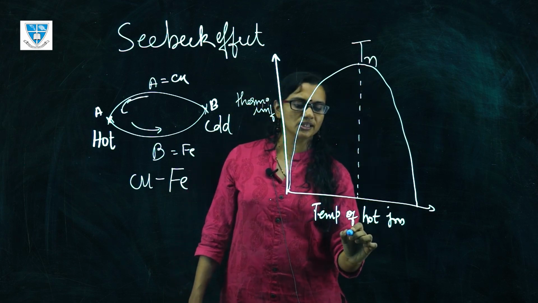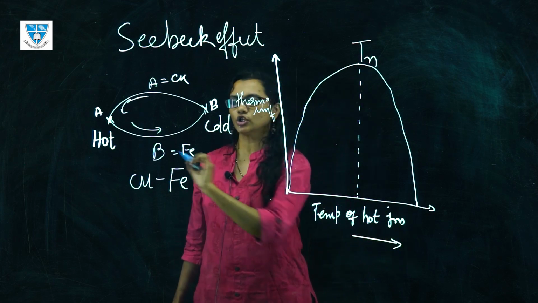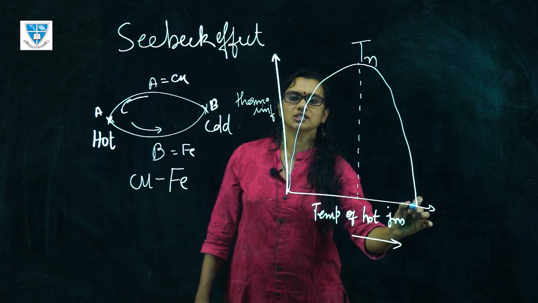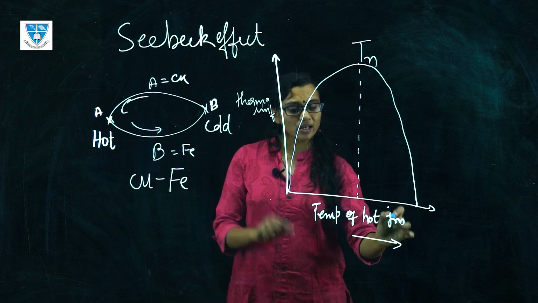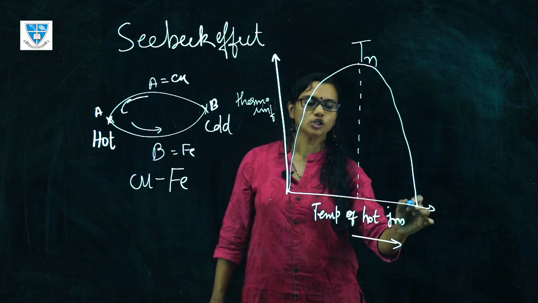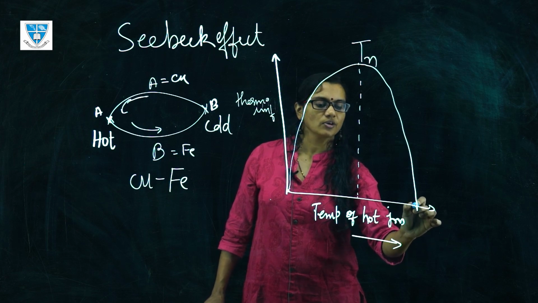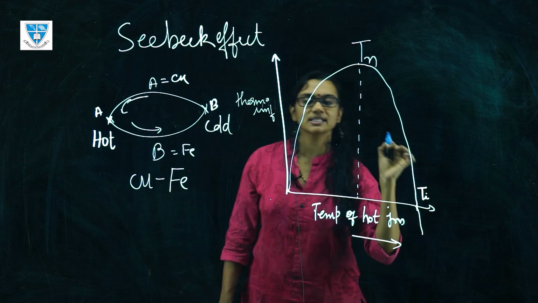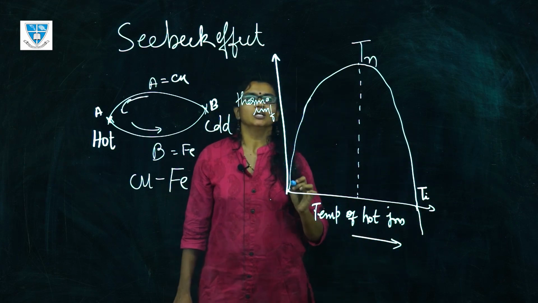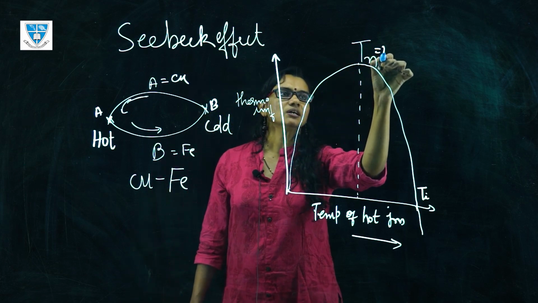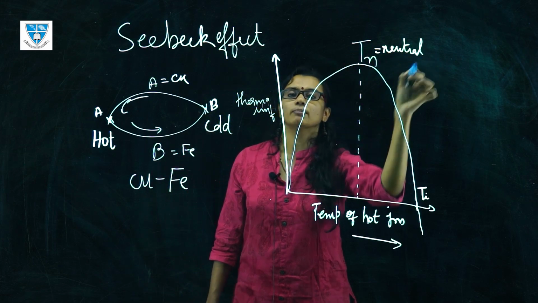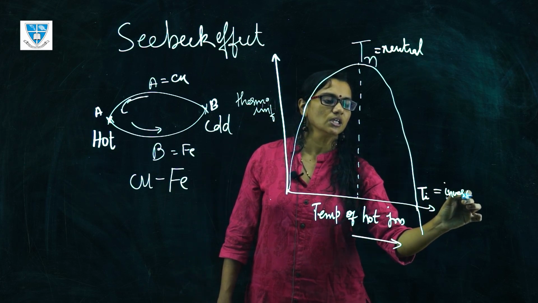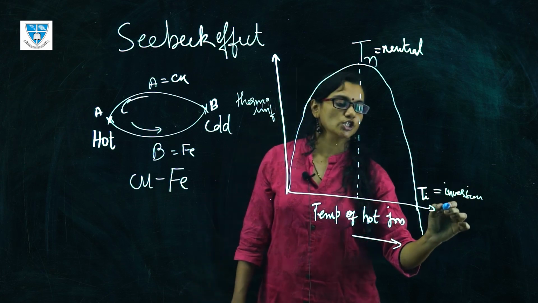As we further increase the temperature of the hot junction, the thermo EMF starts to decrease and reaches 0 at a particular temperature, and thereafter if you again increase the temperature of the hot junction, the thermo EMF reverses its direction. This happens at a temperature which is marked as the temperature of inversion. So the neutral temperature is the temperature at which the thermo EMF is maximum, and the temperature of inversion is the temperature at which the thermo EMF changes its direction.